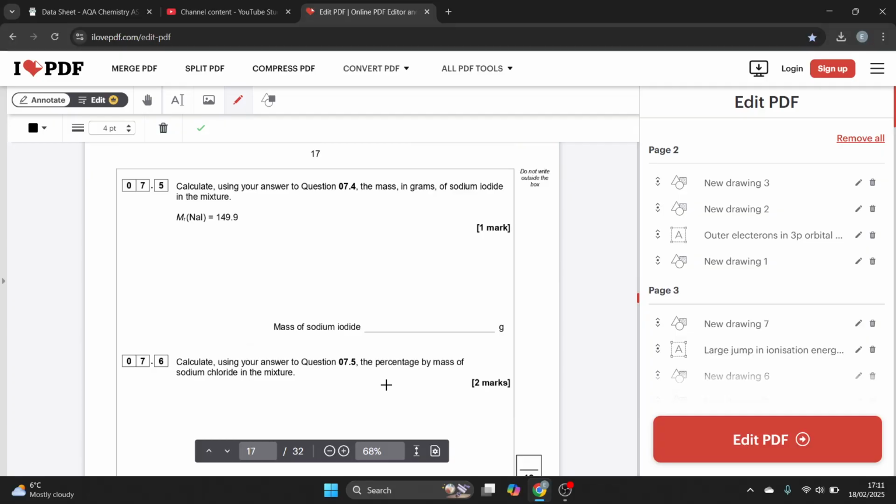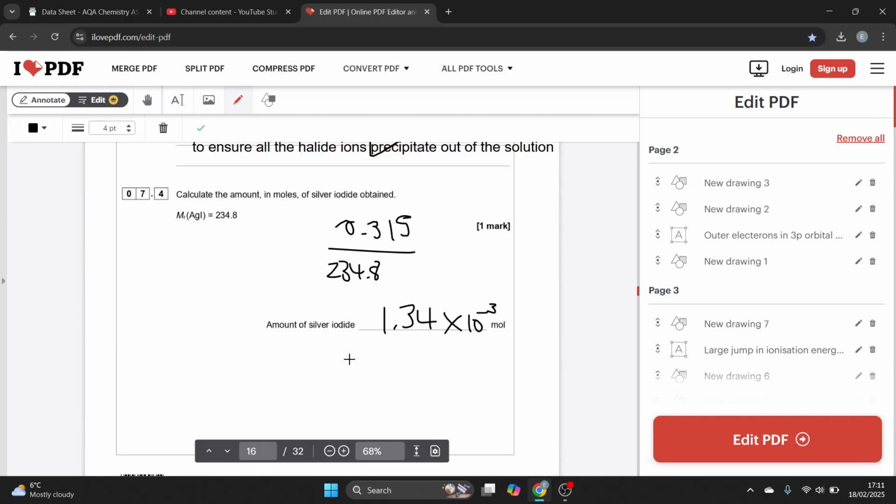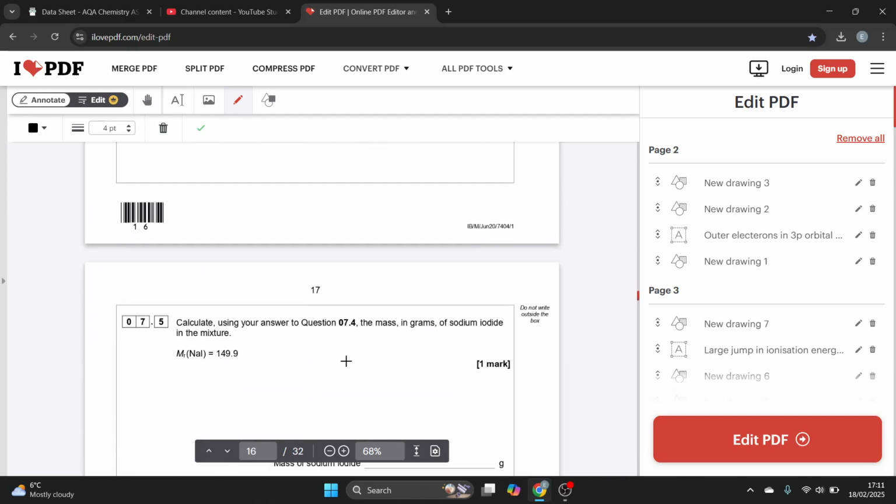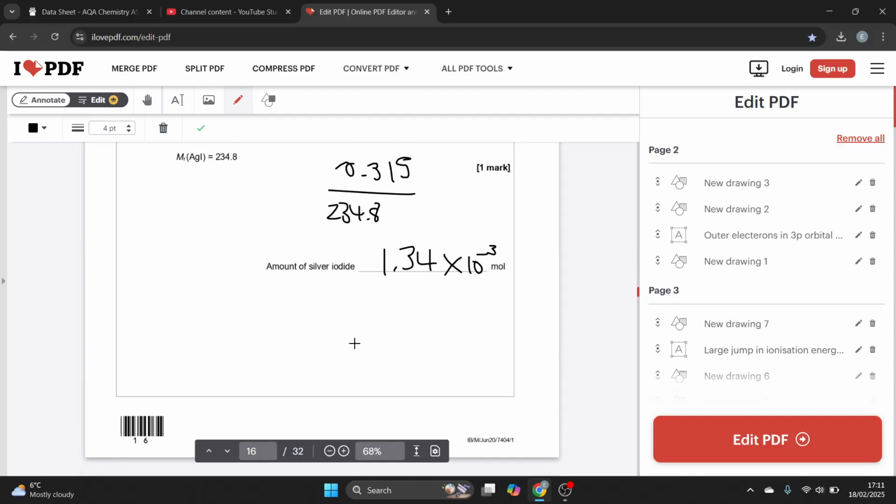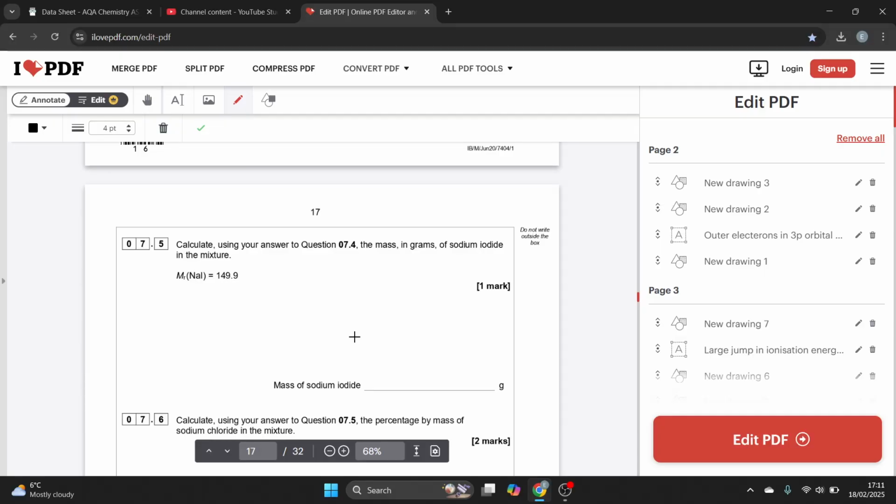Question 7.5. Calculate, using the answer to question 7.4, the mass in grams of sodium iodide in the mixture. Well, moles is mass over Mr. So mass is going to be the moles, which I just worked out, times the Mr of sodium iodide, 149.9, which gives 0.201 grams.